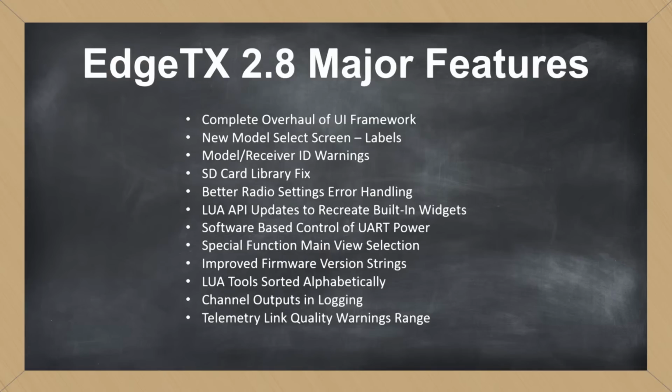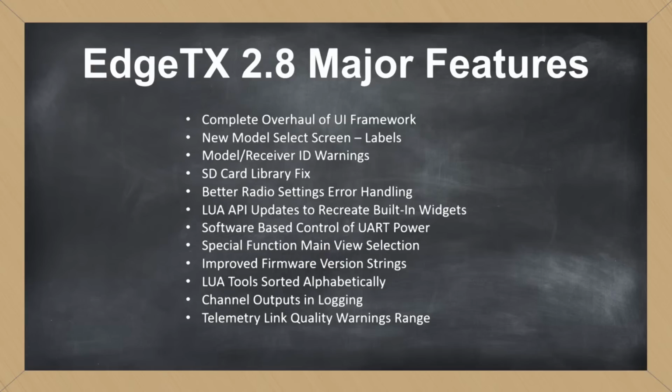Better radio settings error handling. If there's corruption in the YAML file for some reason, it'll create a backup copy and ask you to recalibrate. So there's a little routine inside the radio now to handle issues in case something happens to your radio settings file, which is good. That hardens the radio a little bit.